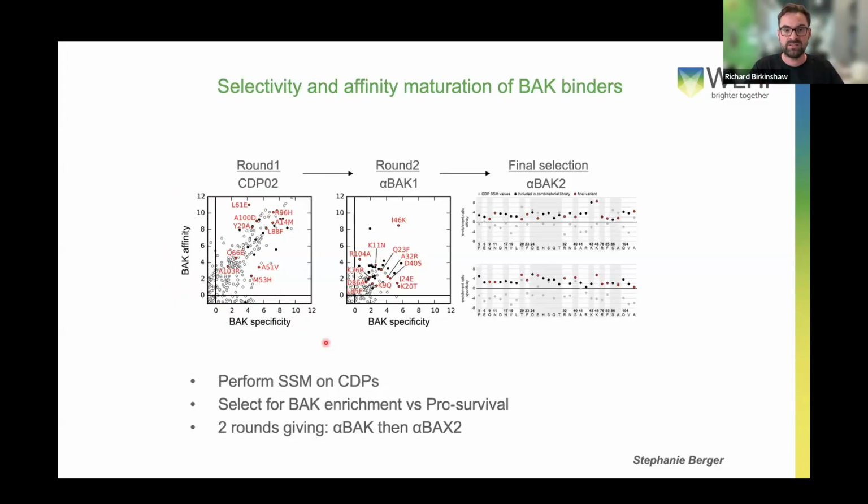This was done in 2 rounds. In the initial round, you take the CDP design, mutate every position to every other amino acid. You then score those, pick the ones that have the best combination of affinity and selectivity, create a new protein that we call anti-BAK1, and then through a second round, you then mutate every position in anti-BAK1 to get the final protein that Stephanie decided on, anti-BAK2, which I'll now go into in a bit more detail.